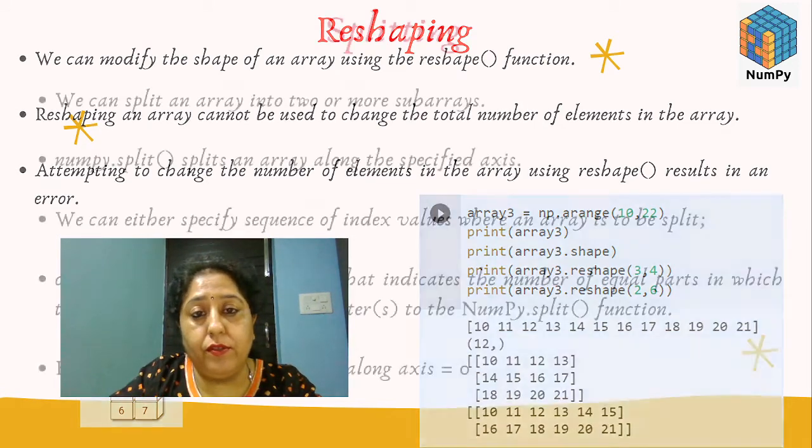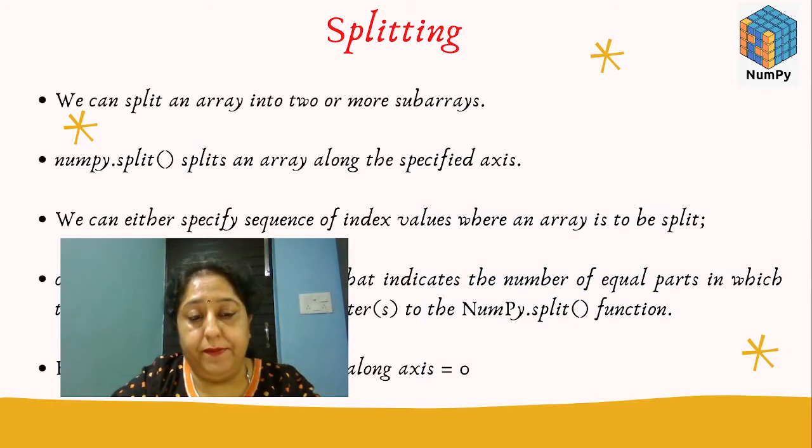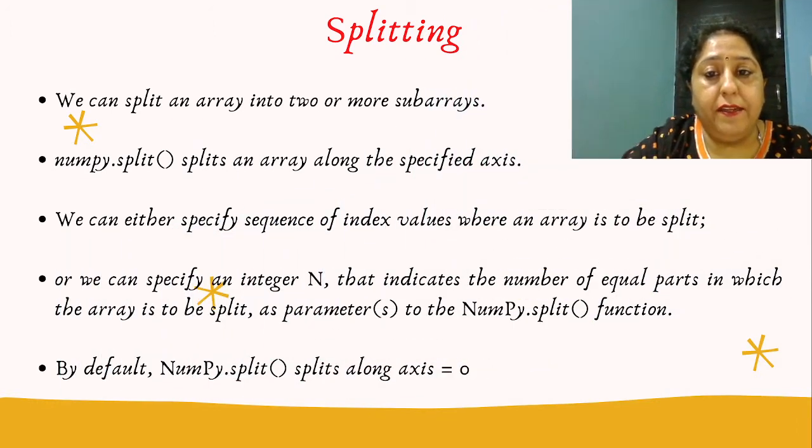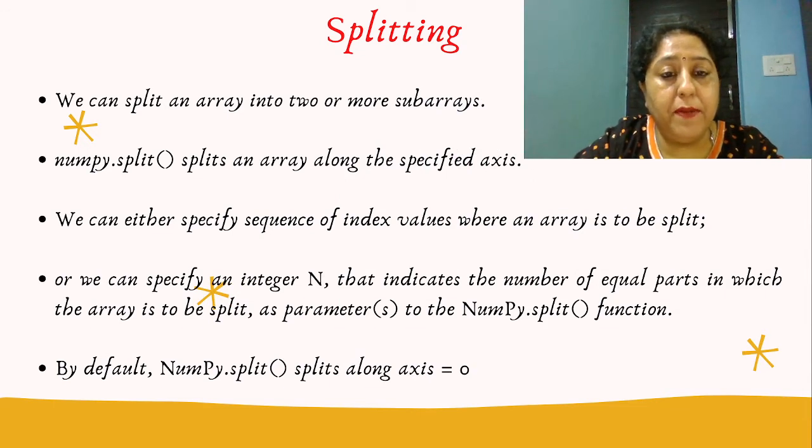Now, moving on to the next, that is splitting. We can split an array into 2 or more sub-arrays with the help of the NumPy.split function. By default, NumPy.split splits along axis equals to 0. Now here there are two ways to split it. First, we can specify a sequence of index values where an array is to be split.